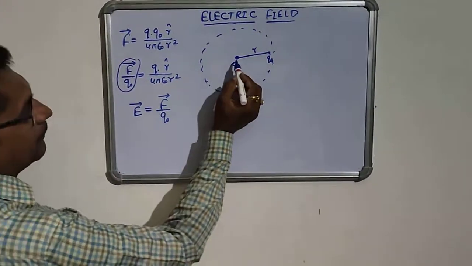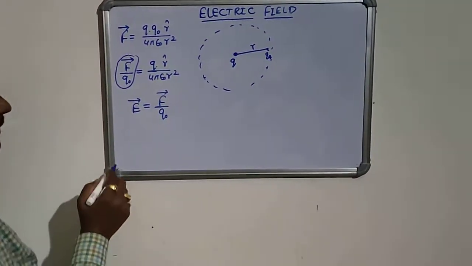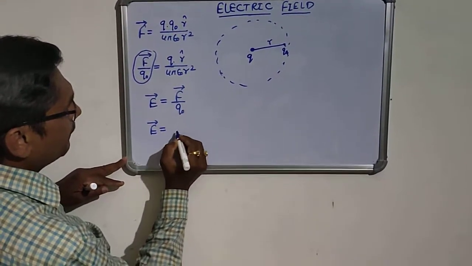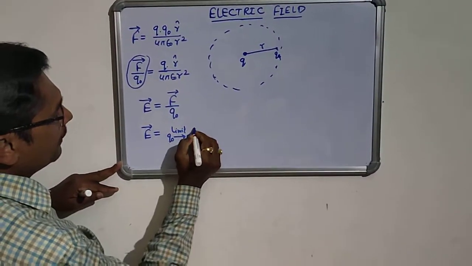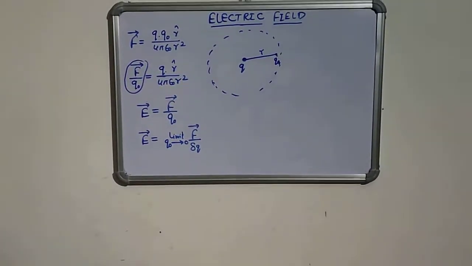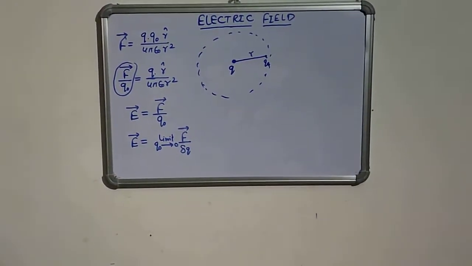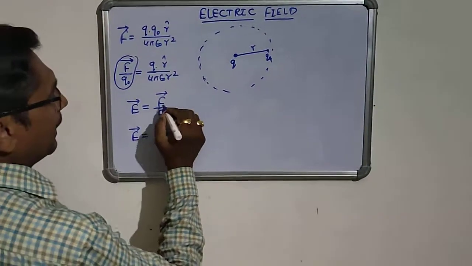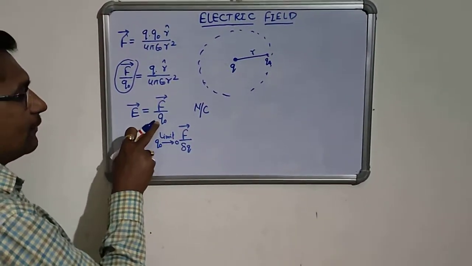To find the intensity of electric field, the magnitude of the test charge is very minute. So we can write the electric field E equals the limit as Q naught tends to 0 of F upon delta Q. This is the force experienced per unit charge, called intensity of electric field. In short, we can say it is an electric field. The unit of electric field is Newton per Coulomb. The unit of force is Newton and the unit of charge is Coulomb.